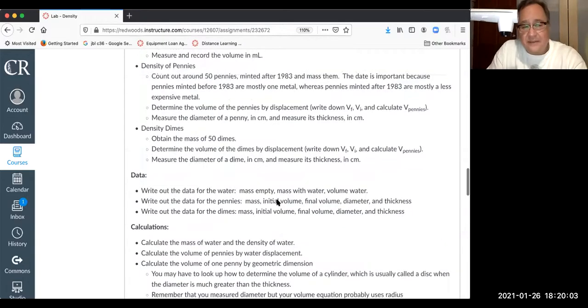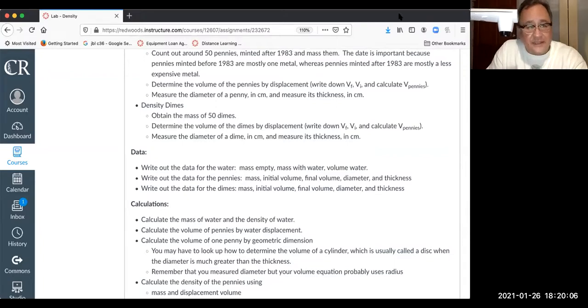You'll notice the data is pretty straightforward in this case. We're going to write out the data that we collect. For the pennies, we're going to get the volume by displacement and the volume by geometric shape. So we're writing down the initial volume of the graduated cylinder. Here's my graduated cylinder. We're going to put water in here, dump a bunch of pennies in, and then measure the volume again. So before and after, that's data. When you take the final volume and subtract it from the initial volume to get the volume of the pennies, that's a result. So we're not going to write that in the data section. We'll write that in the results section.